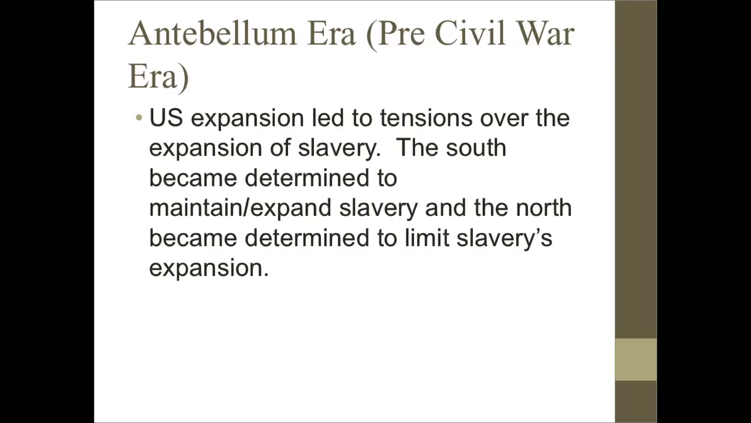We've already talked about some of the causes, one of which was U.S. expansion. As we expanded to the West, the tensions over whether the new states would be slave or free led to a lot of tension between the North and the South. The South became determined to maintain and expand slavery, and the North became determined to limit slavery's expansion, which is then going to lead to the Civil War and is the main cause of the Civil War.